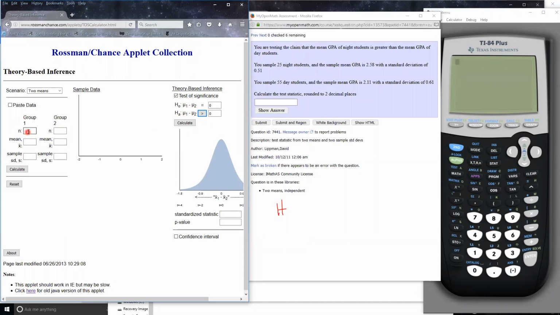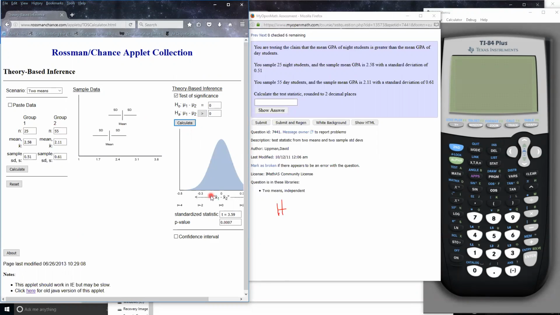So let's plug in some numbers here. For the night students, I've got a sample of 25. The mean GPA is 2.58 for those 25 students, and then standard deviation is 0.51. And then for the day students, we've got 55, and then mean is 2.11, and standard deviation is 0.61. And I did a right-tailed test, right? This minus this should be positive. So I said greater than 0.